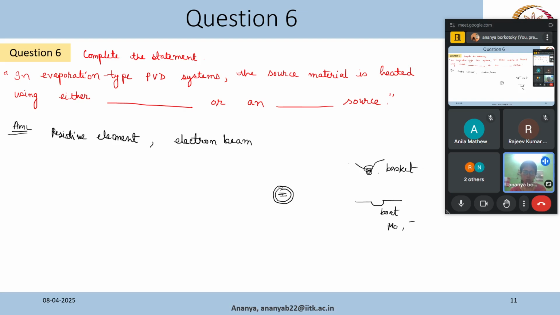So this is used for materials with high melting points, but for most metals, thermal evaporation using a resistive element is a very good option. It's a relatively lower cost system compared to an e-beam evaporator, because an e-beam evaporator requires some other components, to create the electron beam and to deflect the electron beam and all these things.